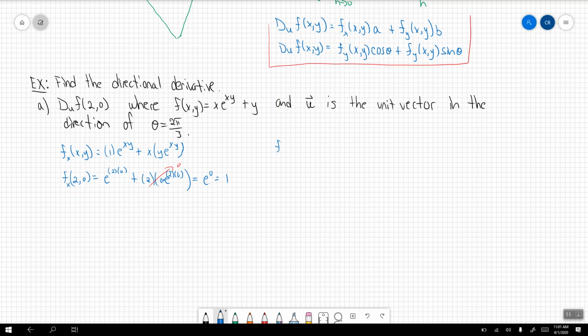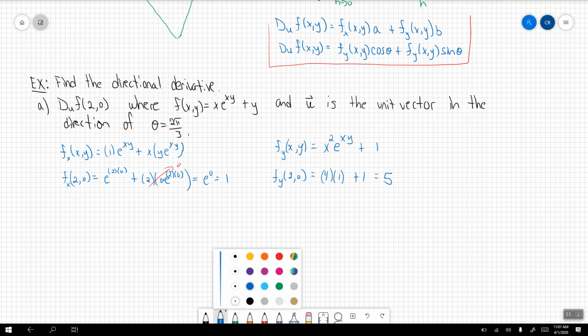Next, we need the second partial derivative. So the first order partial derivative for y, in terms of x and y, is going to be x squared e to the xy plus 1. Making this evaluation at (2, 0) will now give us 4 times 1 plus 1, which gets us 5. Nice. Now all we need is the angle measurement and we'll be good to go.